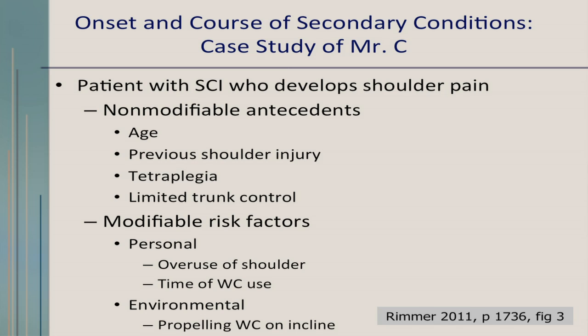His modifiable risk factors include, again, the personal and the environmental aspects. So at the personal level, we have the overuse of the shoulder, and this is from the multiple transfers that he performs in a day, his wheelchair propulsion, also his ability to conduct pressure relief to prevent pressure ulcers.